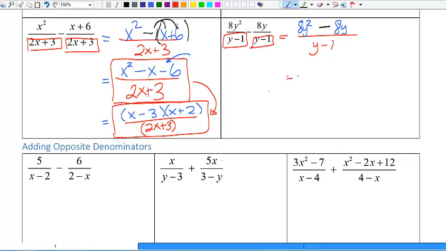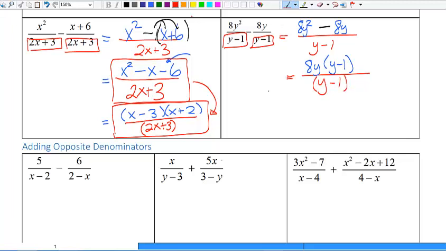Okay, let's finish this problem. So we got 8y squared minus 8y in the numerator. Now, that doesn't combine like terms, but I could factor it out. So when I factor it, I get 8y as a GCF, and then y minus 1.